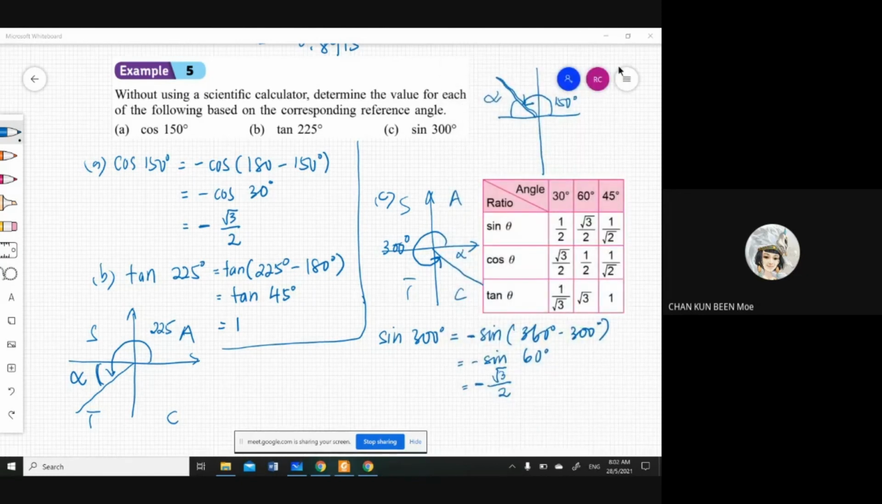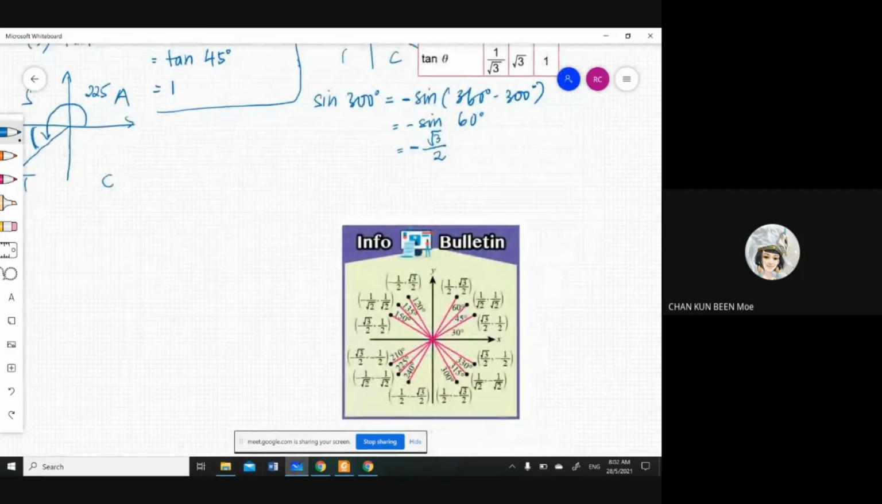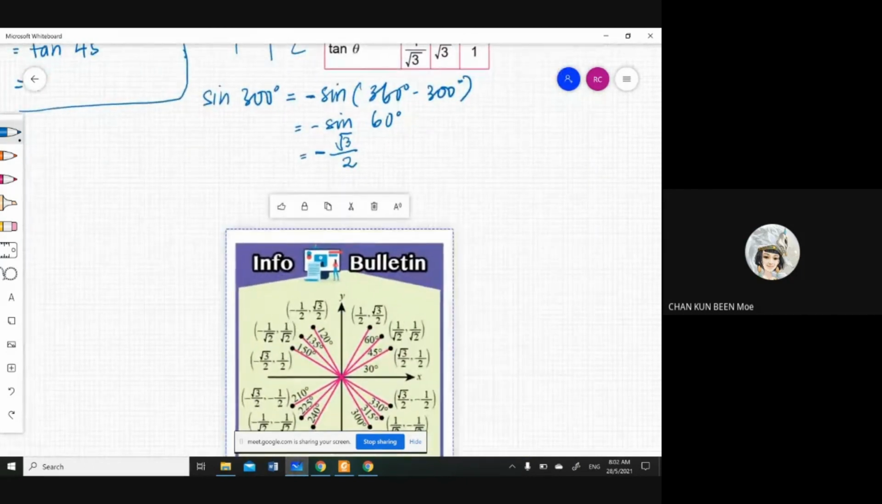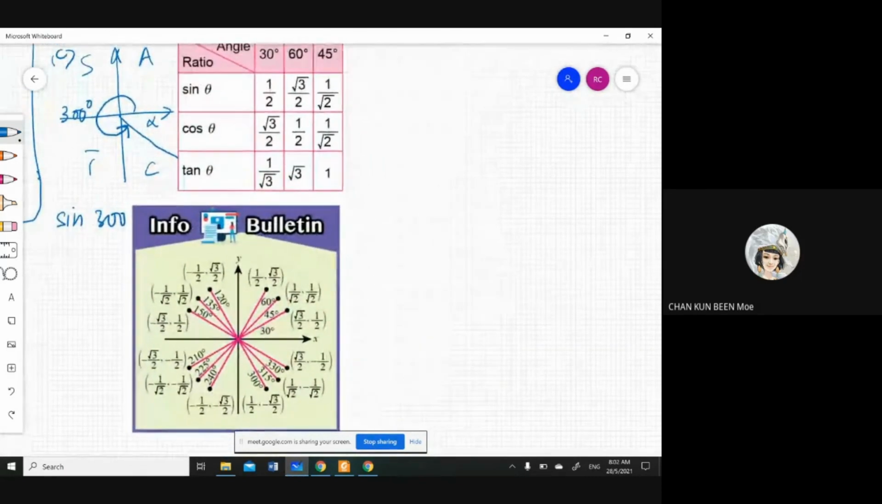Okay, do you have any question? No question. All right, okay, I continue with the last part over here for you. If you see in your book, you can see the info bulletin there. I need to move this up so that you can see clearly from the table. Okay, in the info bulletin, you are given this. If you observe carefully, what are all these? This is 30 degree. This is 45 degree. This is 60 degree. Okay, now we look at 30 degree, by referring to the table that we have here.